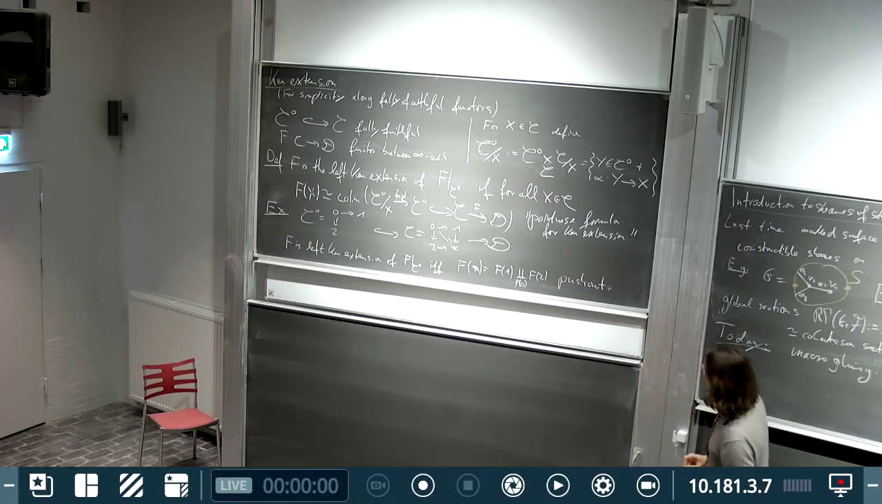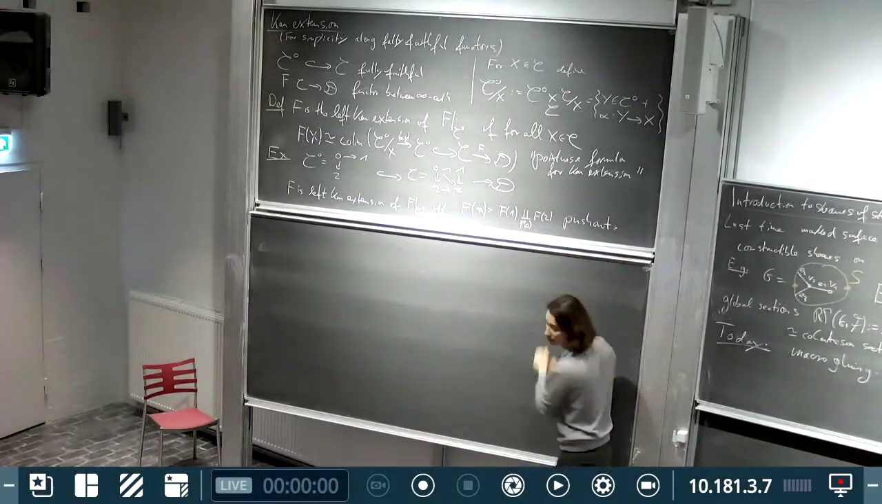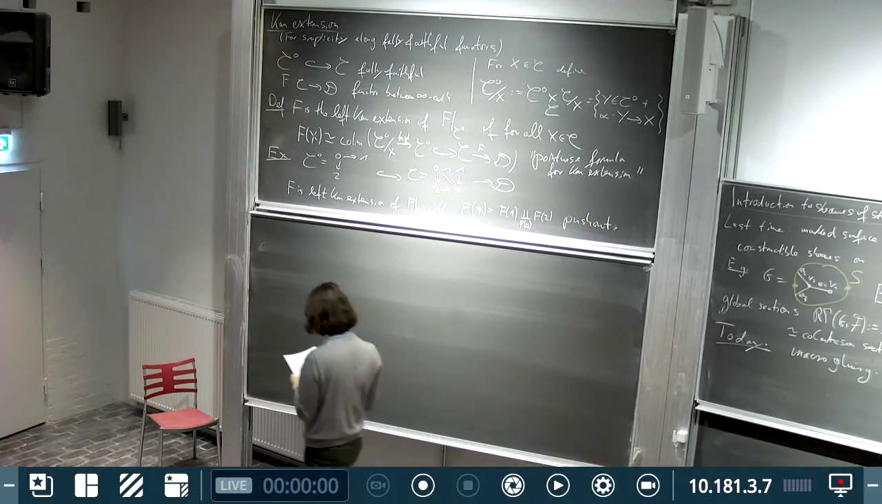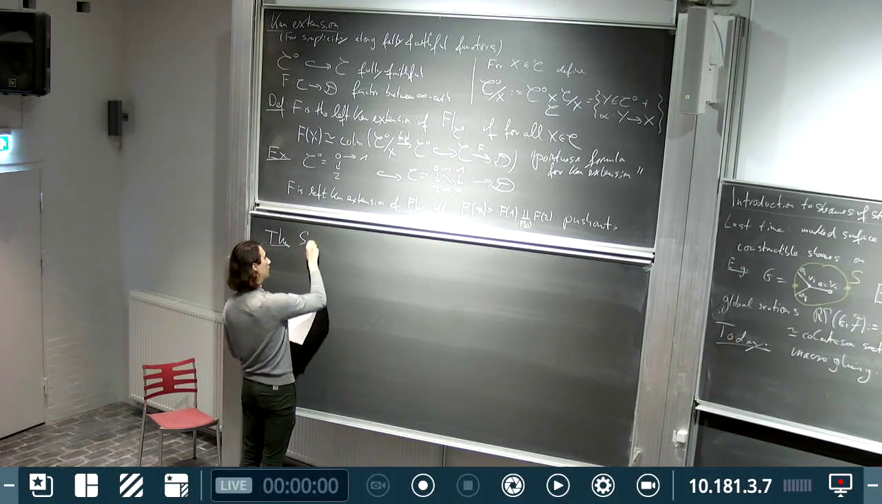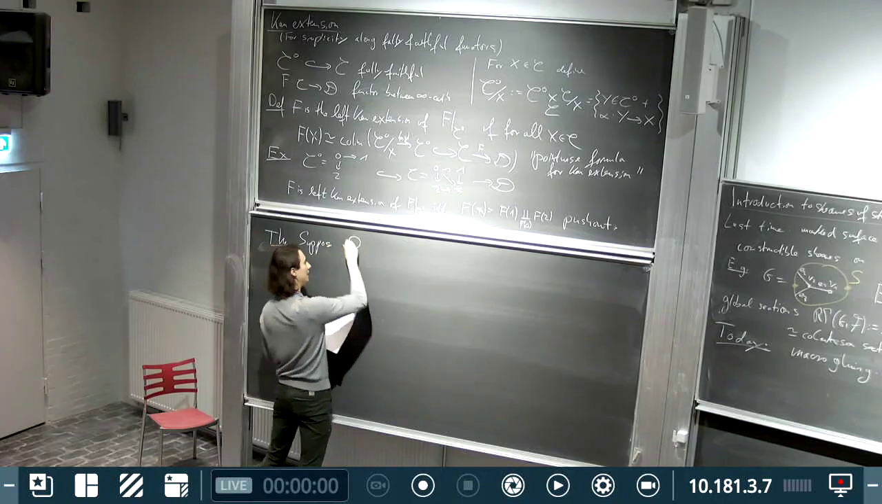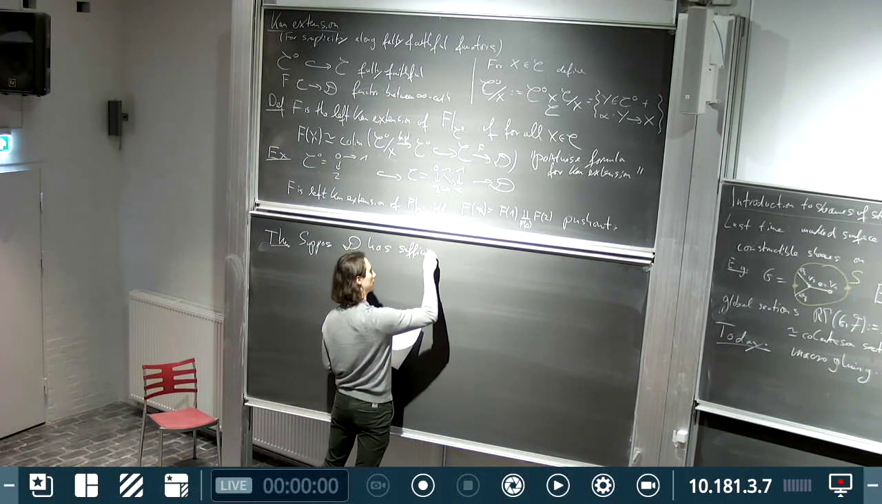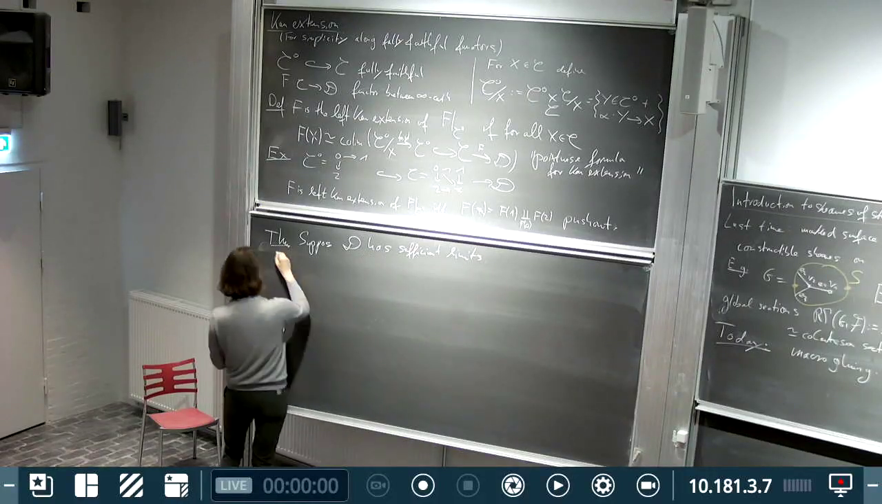Right. And there's another characterization of left Kan extensions, which we will make use of today multiple times. So let me tell you about this. Theorem. Suppose D has sufficient limits. Then there's an adjunction.